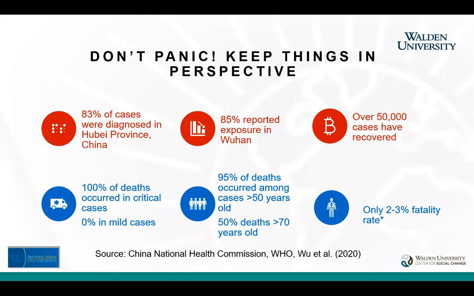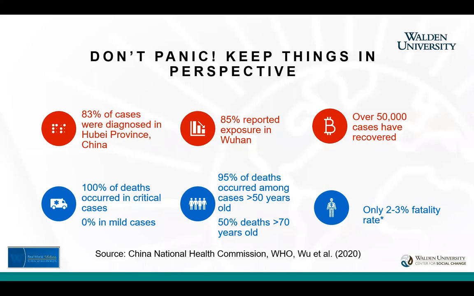It's estimated that one person can infect 2 to 3 others, and that's what we call the reproduction rate in epidemiology. However, to date, the majority of cases have been diagnosed and reported exposure in one province in China. It's like 83 to 85% of people that are currently reported come from Wuhan or had exposure in Wuhan.